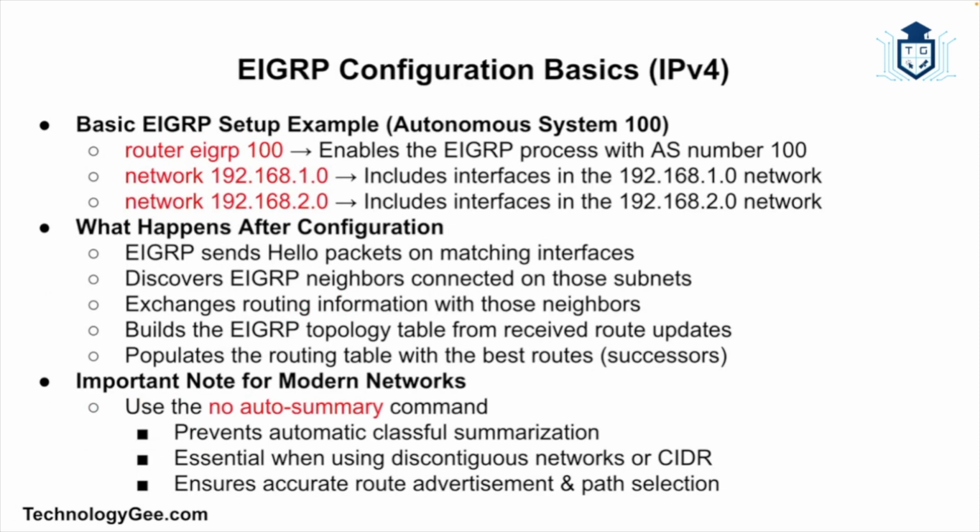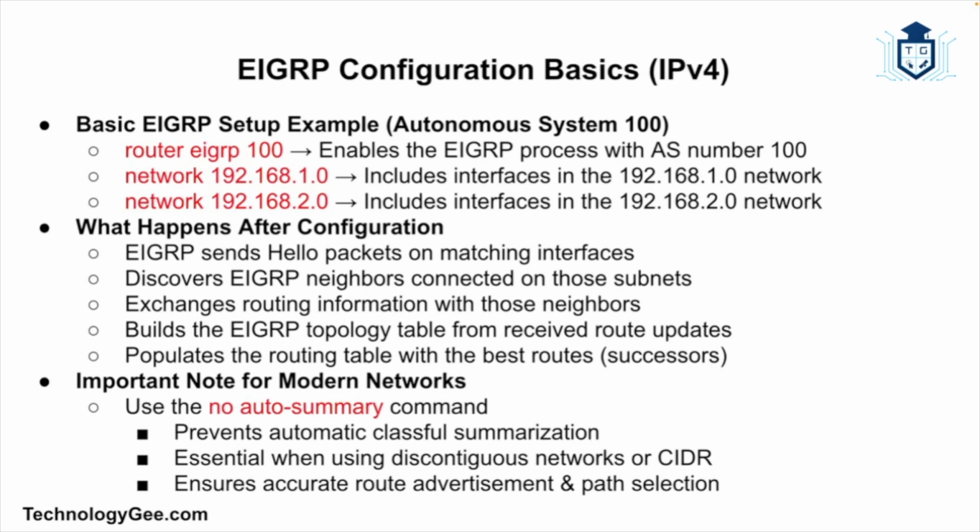And on your screen right here, here's an EIGRP configuration for IP version 4. So let's say that you have 3 routers and you want to enable EIGRP. Here are your commands. You would type router EIGRP 100. You would type network 192.168.1.0, then network 192.168.2.0. And that's pretty much it.